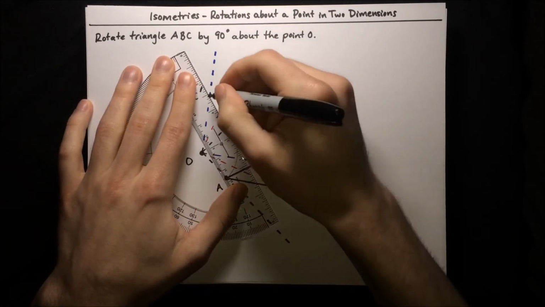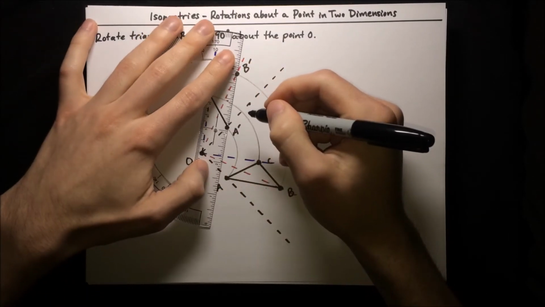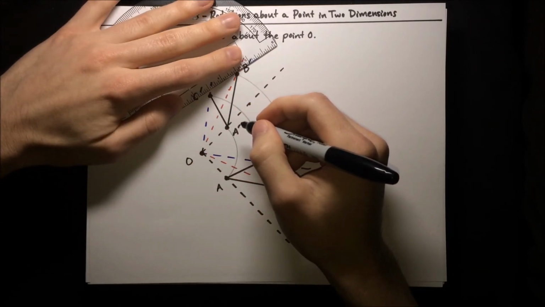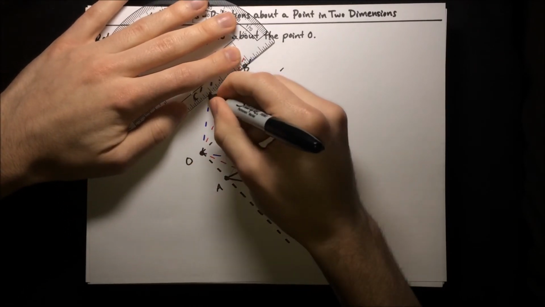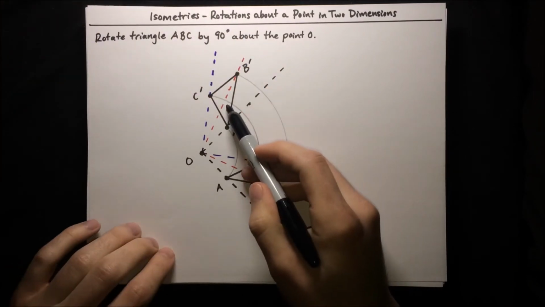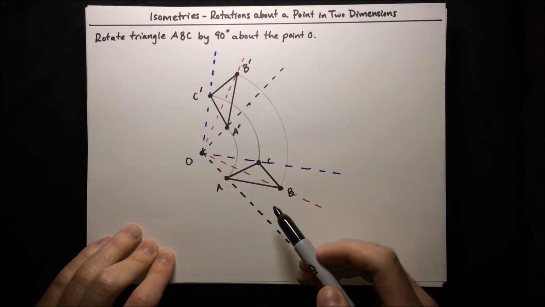So A prime to C prime, A prime to B prime, and B prime to C prime. And there we go. There's our triangle, but rotated 90 degrees about the point O.